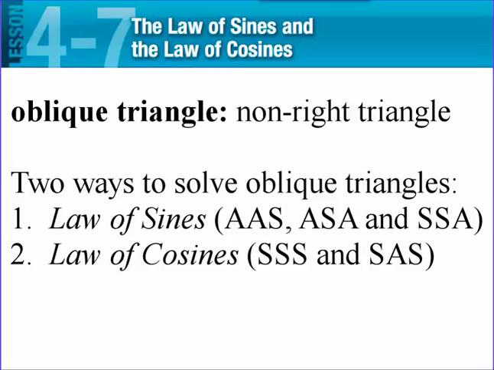All right, so today we're going to learn about oblique triangles. And an oblique triangle is a non-right triangle. So when we refer to an oblique triangle, that just basically means the triangle is not right. And so we've got two ways in which we can solve oblique triangles. The first way is known as the law of sines. The second way is known as the law of cosines.